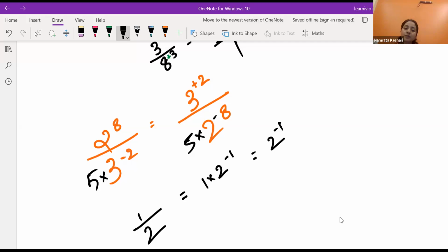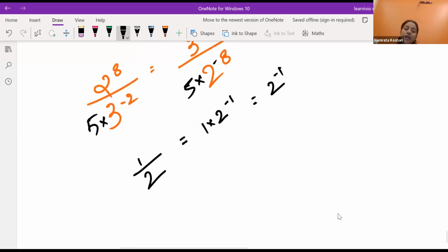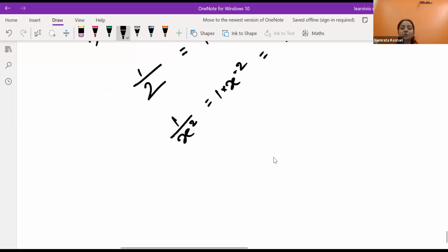Or if we have 1 by x square, and this x square is telling me I want to go in the numerator, so we can write x to the power minus 2 here. Right? 1 multiplied with that is the same thing. Got it? Let's use this rule.